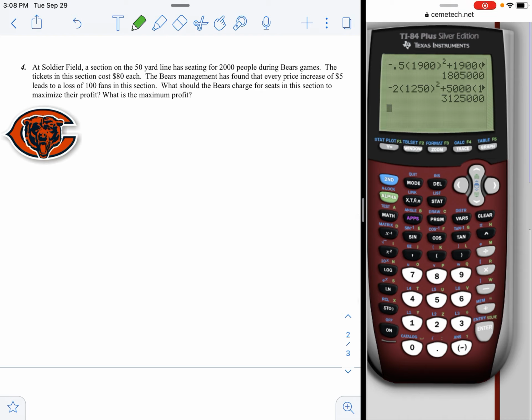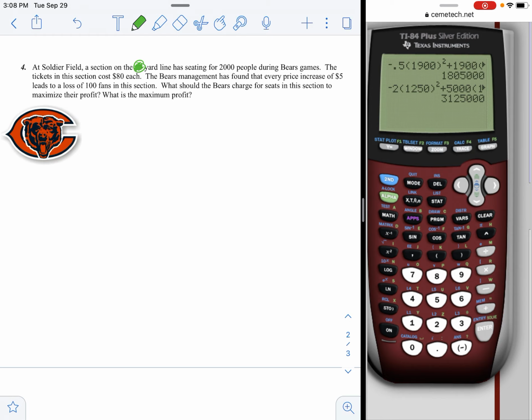All right, the very last one. At Soldier Field, a section on the 50-yard line has seating for 2,000 people during the Bears game. So even before I start reading here, the first thing that already bothers me about this problem is they put a number that's like useless. So I'm just going to be that person that crosses off 50 and is like, on the yard line, don't care, because 50 has nothing to do with the math problem.